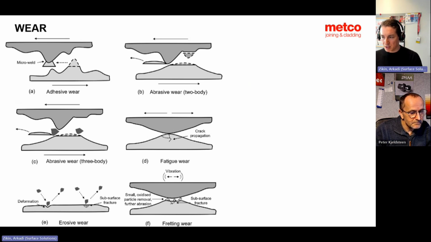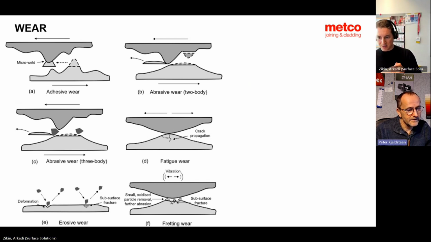So you have adhesion, which is nothing else than what we learned, asperities which interact with each other. So if asperities interact and one material starts to glue or micro-weld to the other and then material will be taken out from one surface to another, it's called adhesion. Yeah. Second is abrasive, as you mentioned, it's your favorite one.